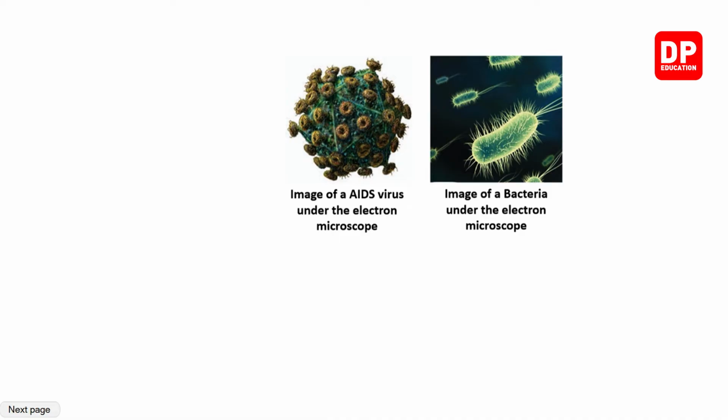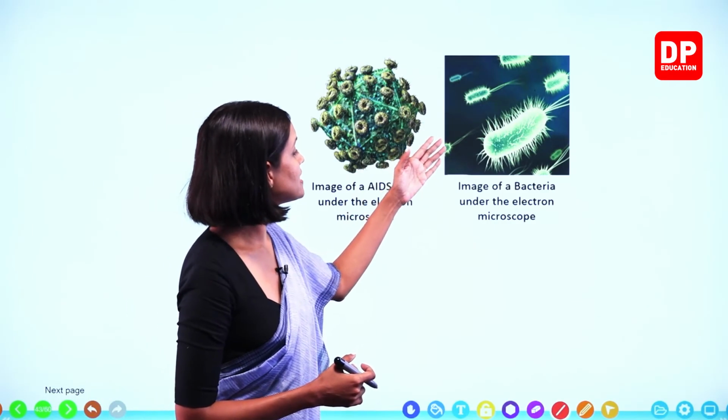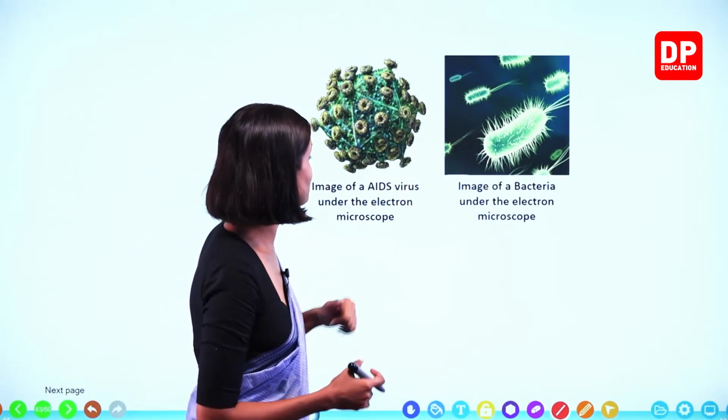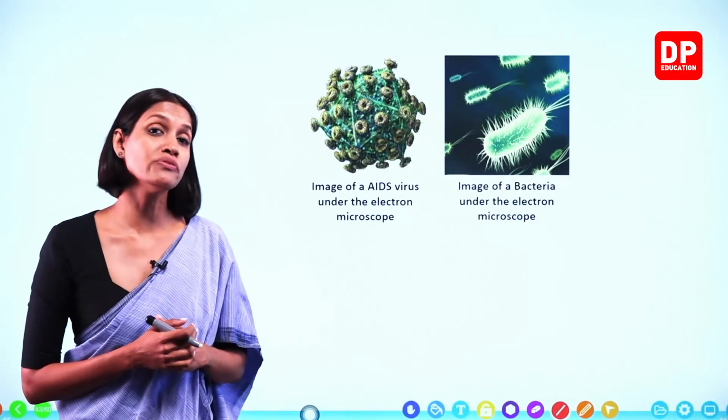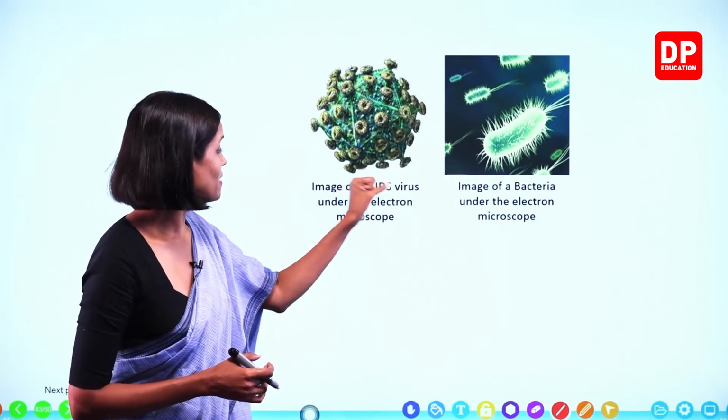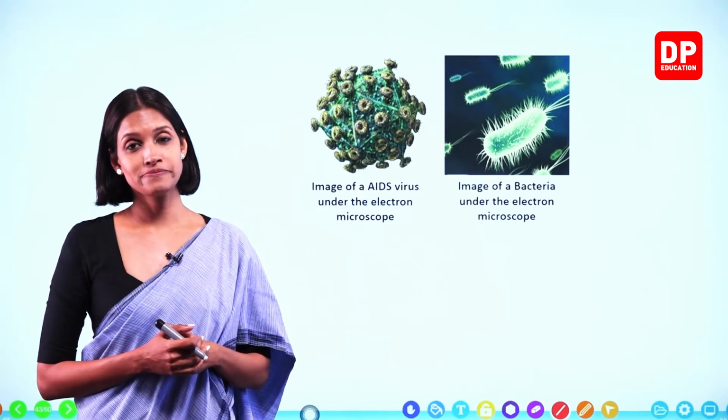Okay, so here look at these two images. Image of an AIDS virus under the electron microscope. Image of a bacteria under the electron microscope. Right, these are only some images. Now we are going to watch a video clip on these types of images given by the electron microscope.